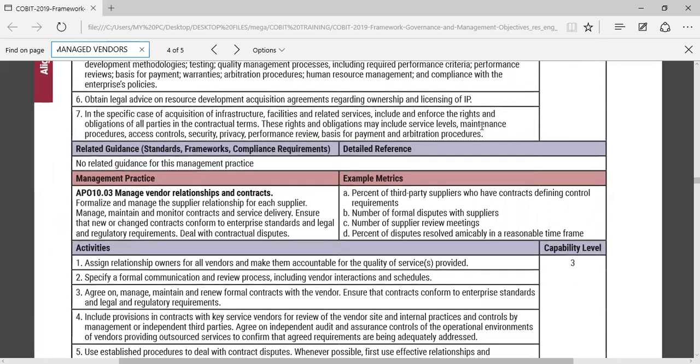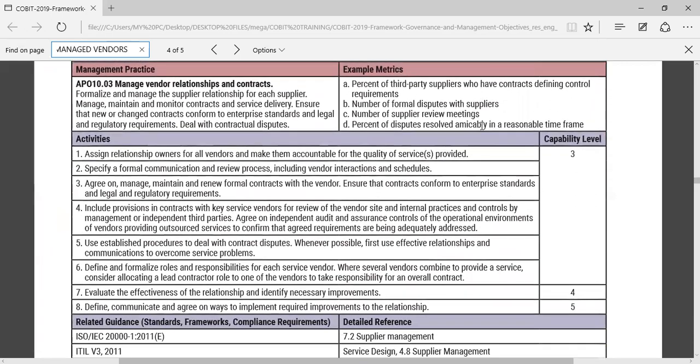The third management practice is APO 10.03, manage vendor relationships and contracts. So now we have signed the contracts, we are now partners in progress. So we have to keep the wheels of progress moving. Here, example metrics: percent of third-party suppliers who have contracts defining control requirements. So you need to be able to let your vendors know that there are control issues, there are security issues. So it's not just deliver the service securely.